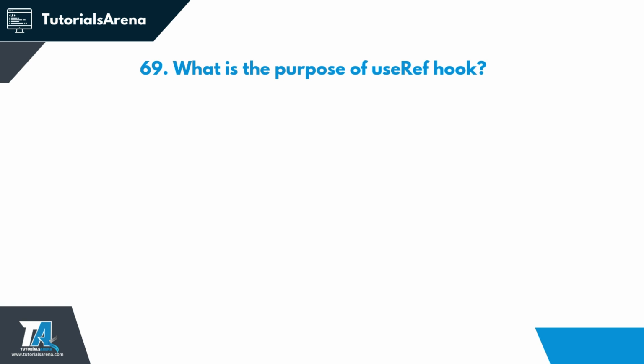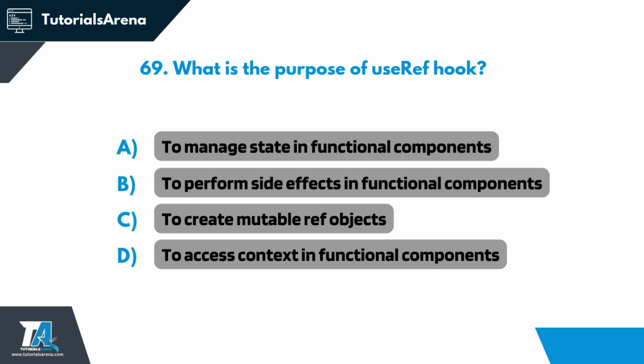Question 69. What is the purpose of useRef hook? The options are Option A, to manage state in functional components. Option B, to perform side effects in functional components. Option C, to create mutable ref objects. Option D, to access context in functional components. The correct answer is Option C, to create mutable ref objects. Moving on to the next question.